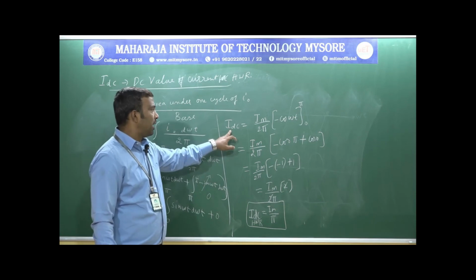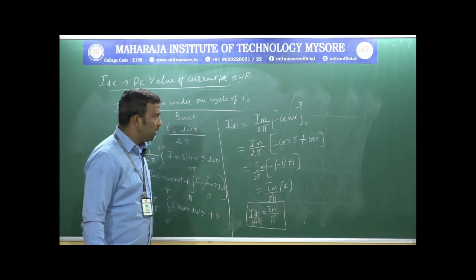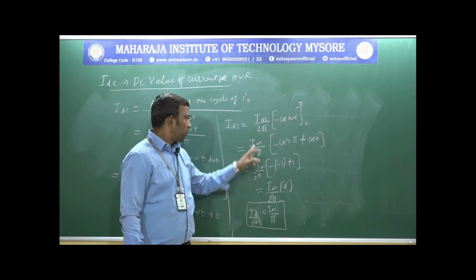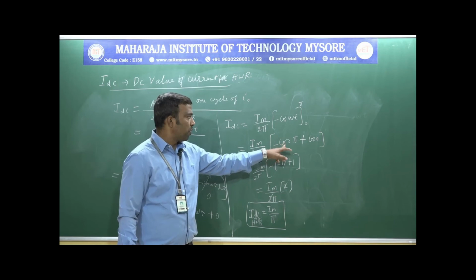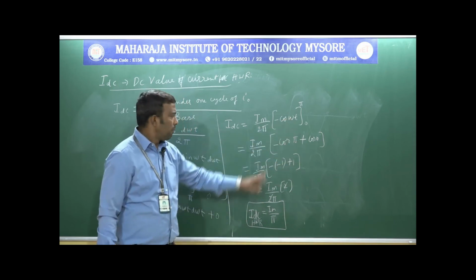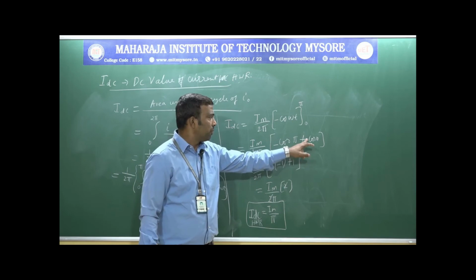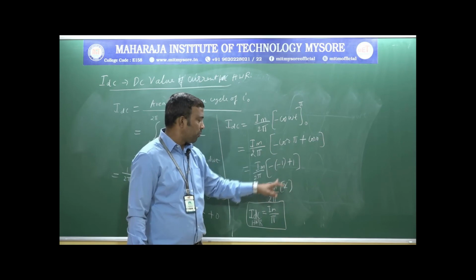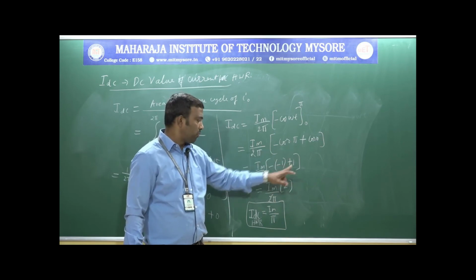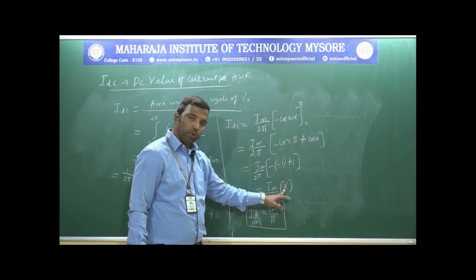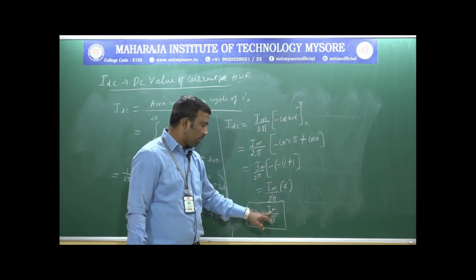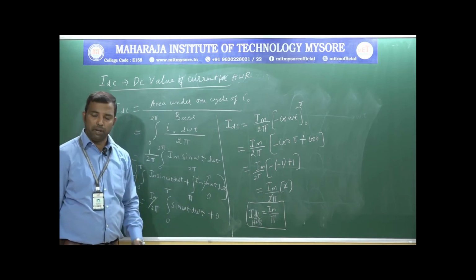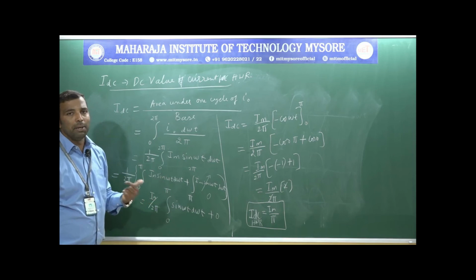Hence, we can write I_DC equal to Im by 2 pi, which is a constant, and minus cos omega t with limits from 0 to pi. So, Im by 2 pi into minus cos pi, applying the limits, minus cos pi plus, minus of minus is plus, cos 0. Im by 2 pi into minus of minus 1 plus 1, that is 1 plus 1 is 2, Im by 2 pi into 2, the 2 gets cancelled, I_DC equal to Im by pi. This is the DC value of the current for half wave rectifier, which is nothing but Im by pi.